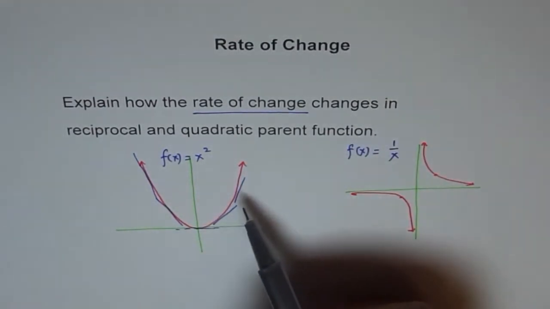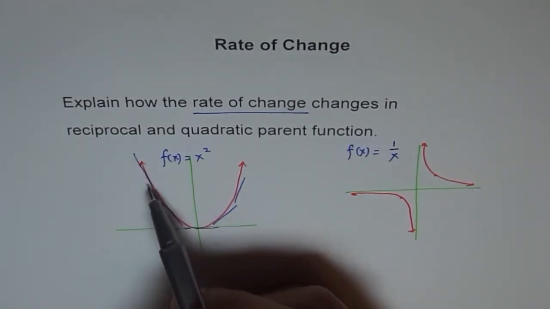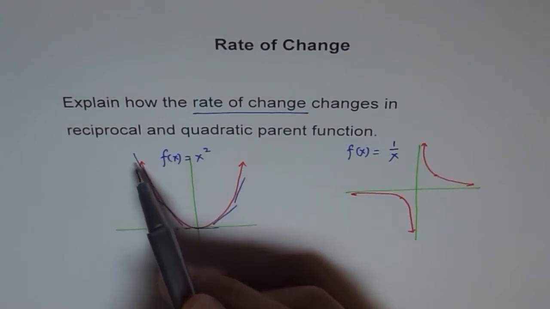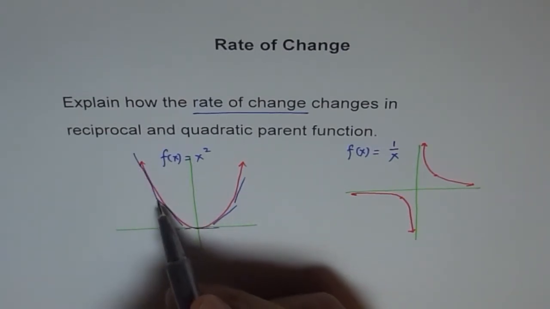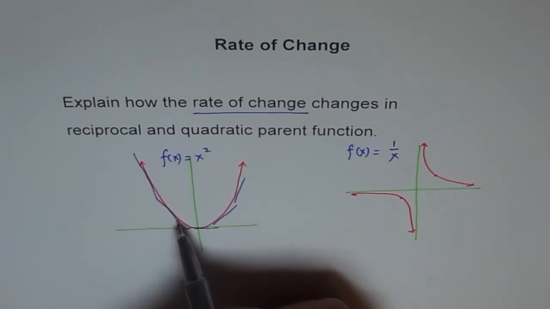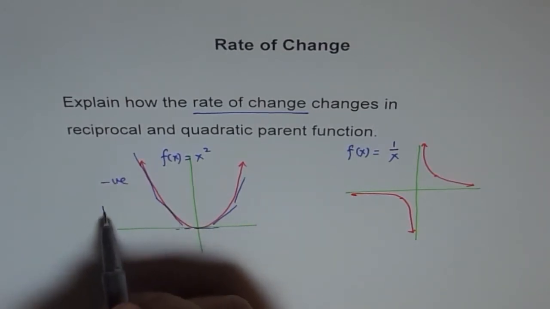Now what you will notice is, what is the slope of this tangent, right? It is negative, right? It is going down, therefore it is negative. How about this? Well, this is also negative, but this is less negative, right? And so this is negative, right? And how about this? This is less negative. Is that okay?